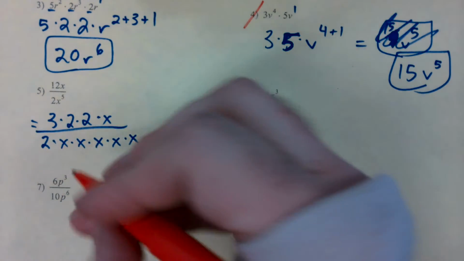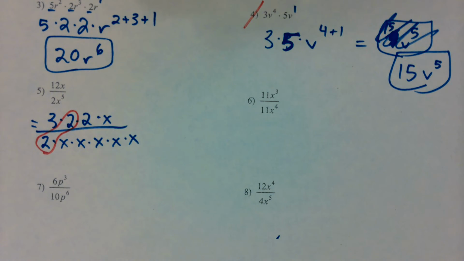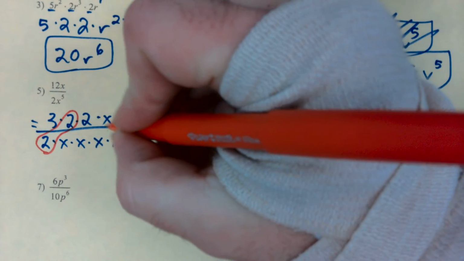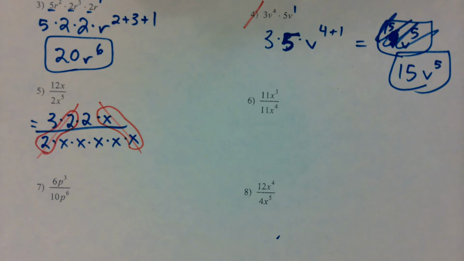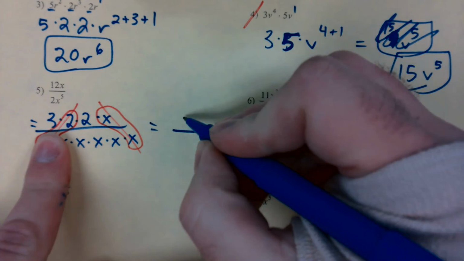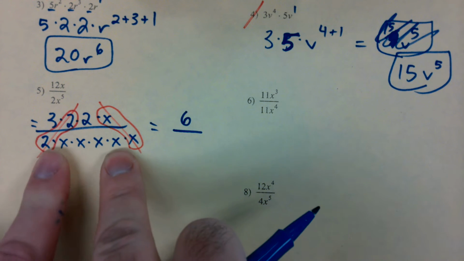All right, now we can find terms on the top and bottom that are in common so we can cancel. Looks like we got a pair of 2's on the top and bottom. Anything else? Yeah, we got 1 pair of x's too. Just like that. So on the top we're left with 3 times 2, which is 6. And on the bottom we've got 4 x's.